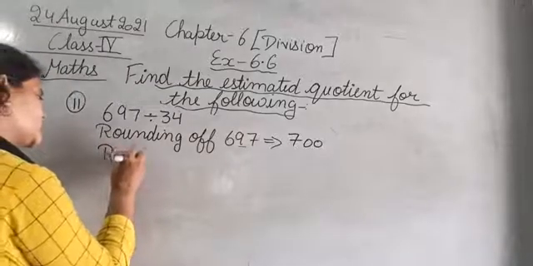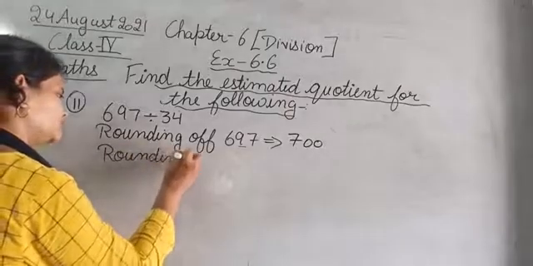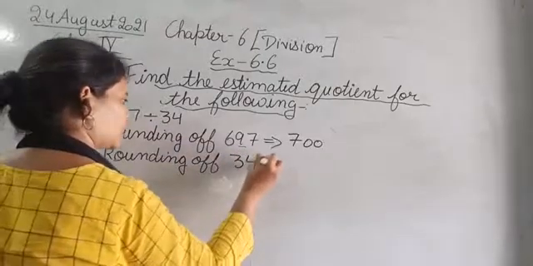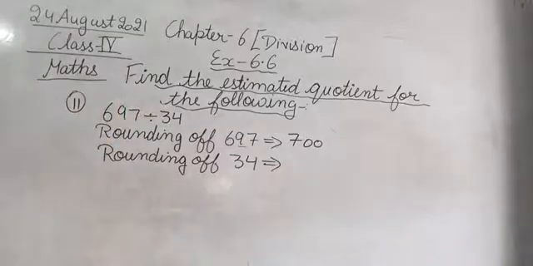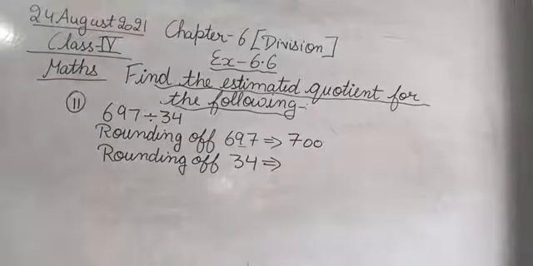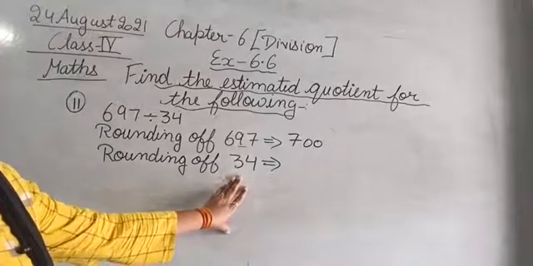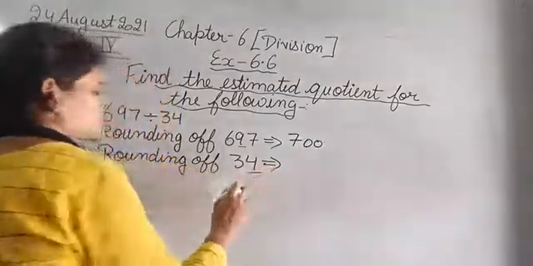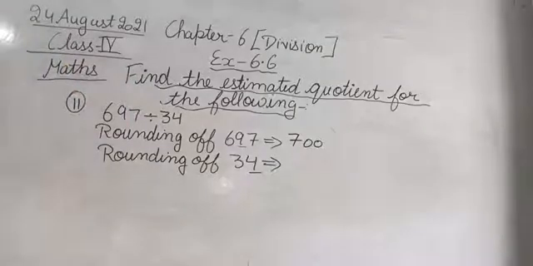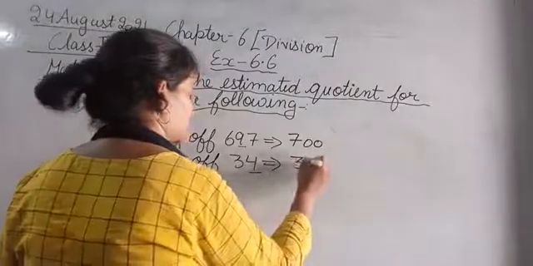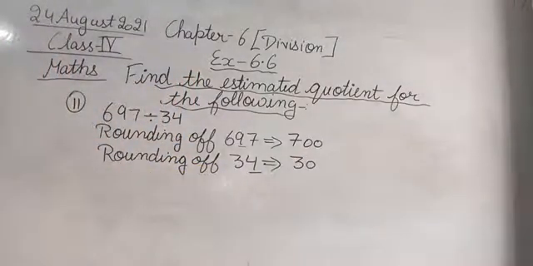Next is rounding off 34. So 34 is a 2-digit number, so we have to round it off to the nearest tens. So we will observe the digit at the ones place. At the ones place we are having 4, which is less than 5. So we will round it off to the previous tens, and this is 30.